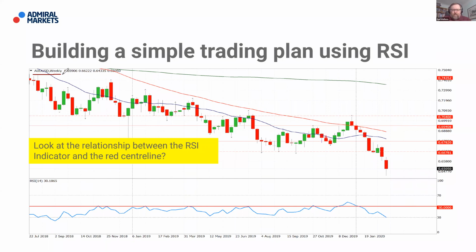For this particular example, we're looking at the Australian dollar on the weekly chart. What you can see, hopefully, is that the price has just been in a downtrend, grinding its way down. It had a little bit of a pop up here, but it's continued down. It's beneath the 200 period moving average, beneath the 50 period moving average as well, and it has just been drifting its way down, grinding its way.